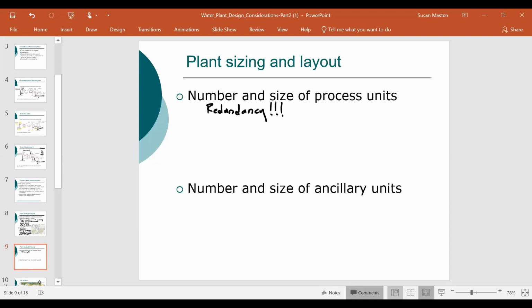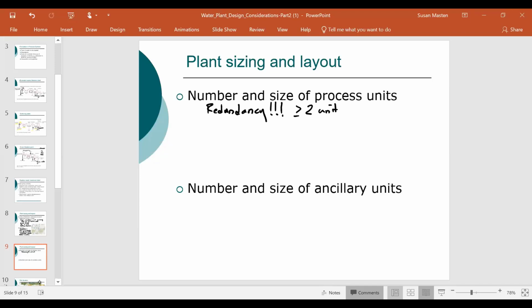You will have at least 2 of every unit. Units, pumps, tanks need to be taken down for servicing. You need to be able to supply water with 1 tank out of service.